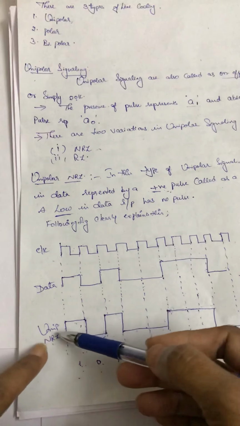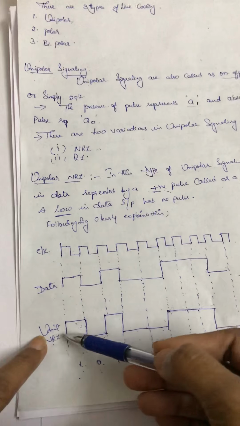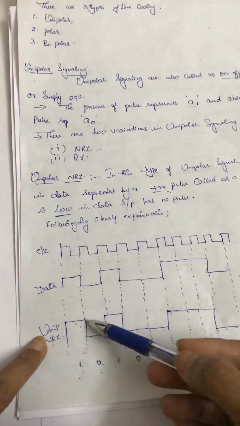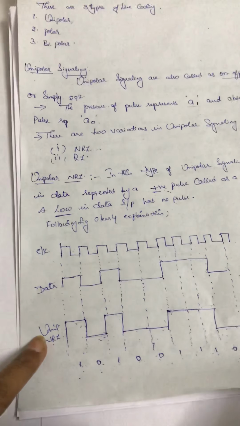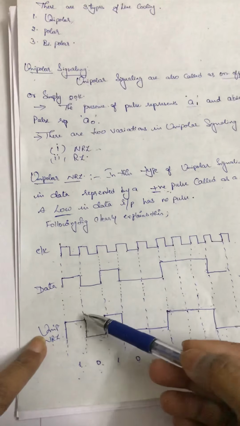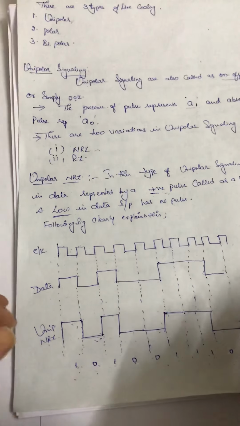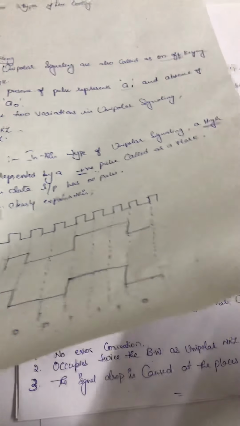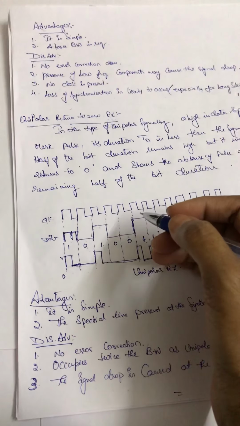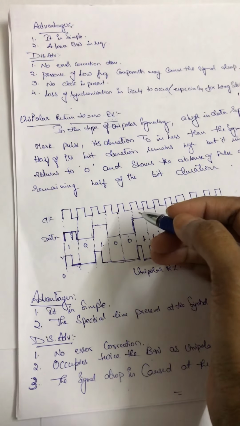This is unidirectional, this is unipolar, so we have only one phase here. See here, positive, there is no negative phase. So 1 represents a positive signal and 0 represents 0 voltage. This is our unipolar non-return to zero. It doesn't come back to 0. Now we are moving to advantages and disadvantages.